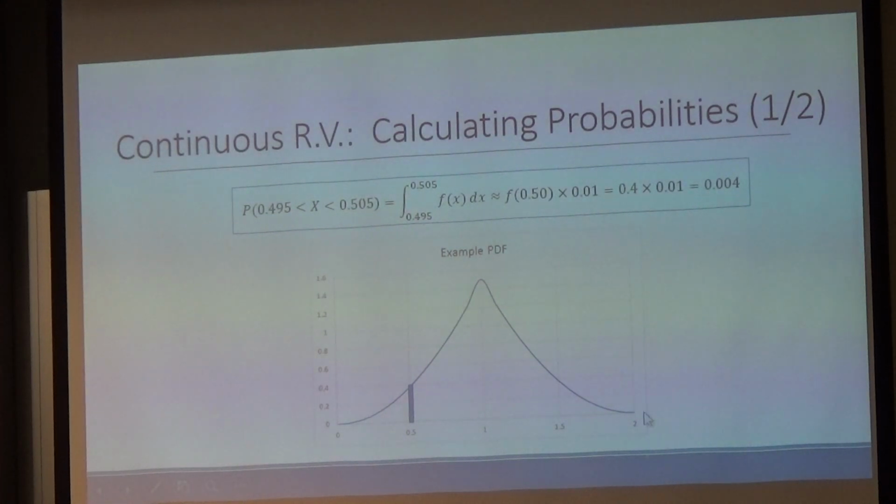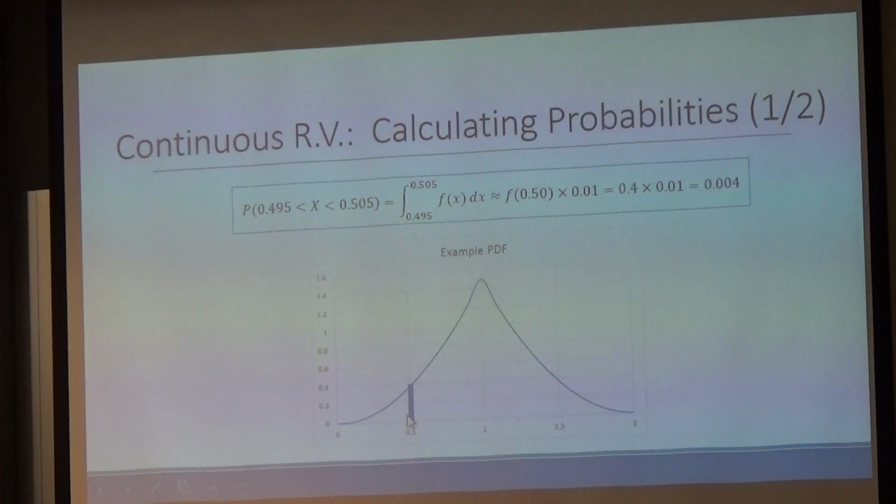Okay, so here's some example PDF. It's definitely more than one. And let's say I ask you for the probability I get 0.5. How should you think about that? Well, the probability you get 0.5, we've already agreed that it's not about the probability you get 0.5, it's the probability you have a value a little bit around 0.5.